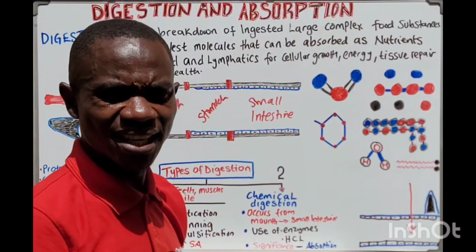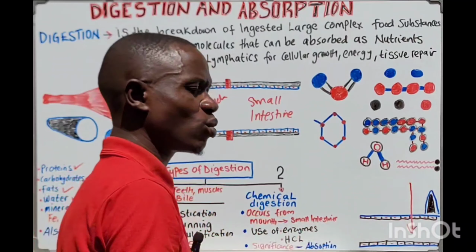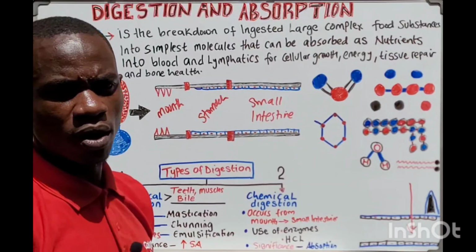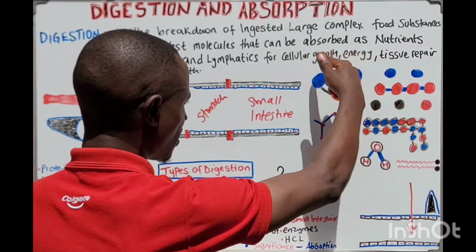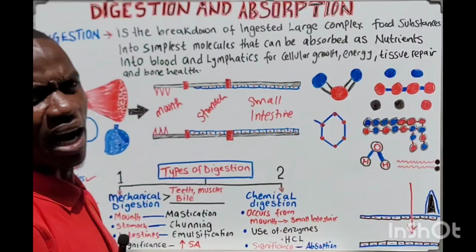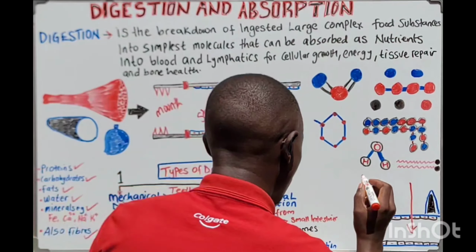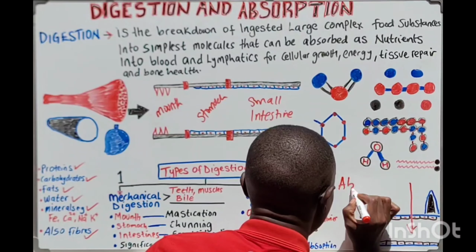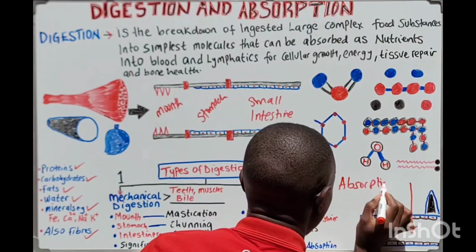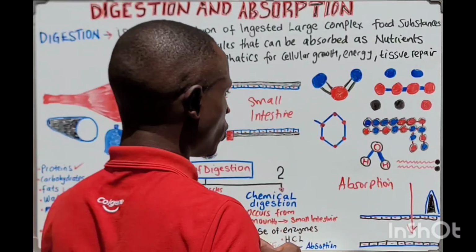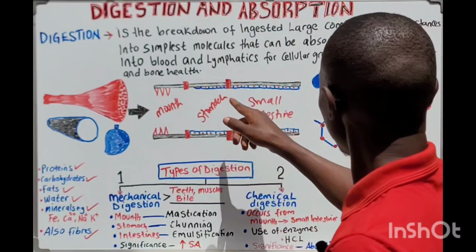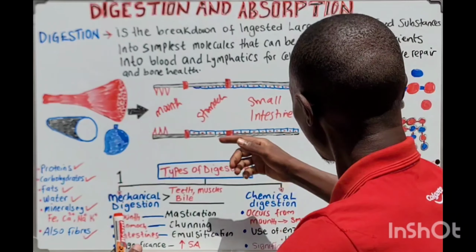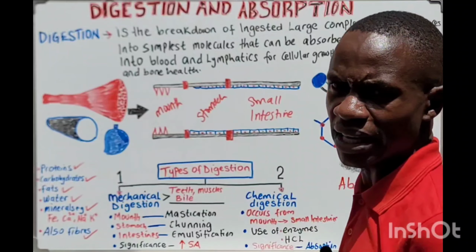Besides entering into the blood, some of them can enter into what we call the lymphatics, which we call the lacteal. So now, the process of movement of these substances into the blood, you know what we call this? This is what we call absorption. That's why we say digestion and absorption. We are moving these substances from the small intestine into the blood.